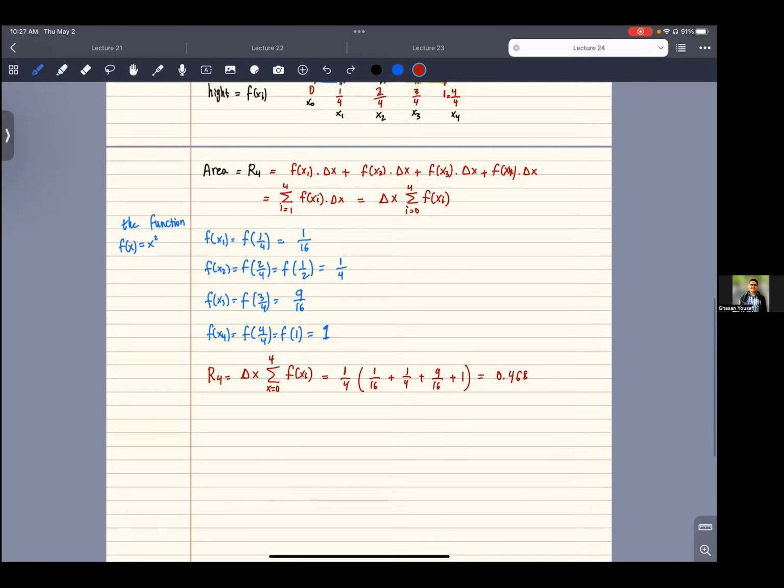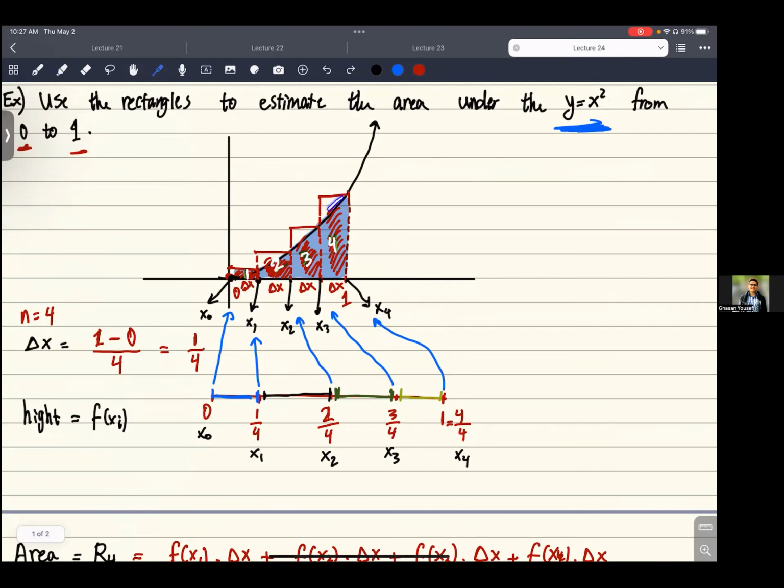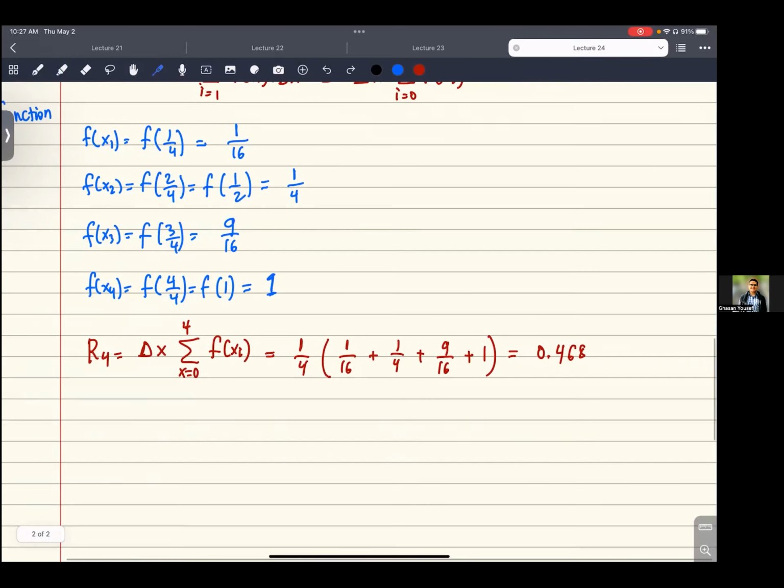Why is it smaller? Because if you see here, we're taking extra area. You see these small triangles? All of this gives more value for the area. That's why I can say here now, the area is smaller than 0.468. Make sense?